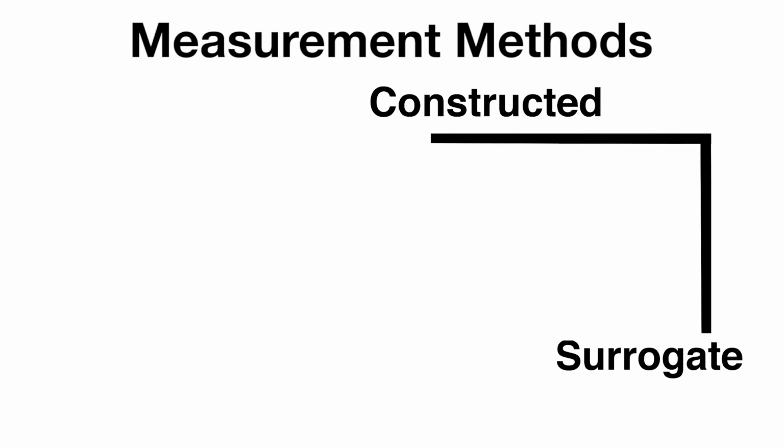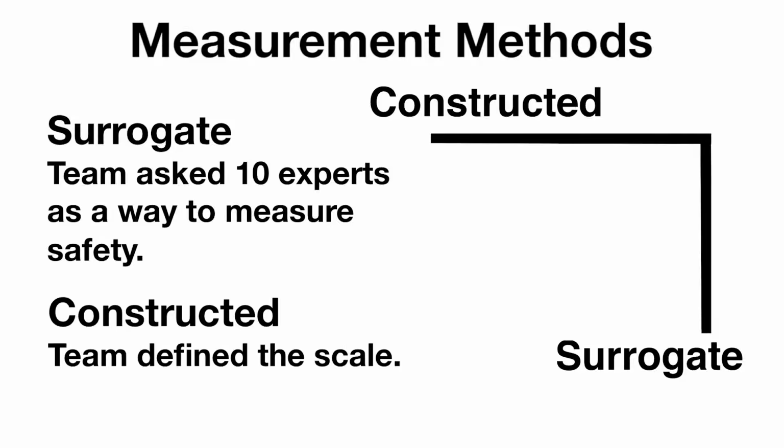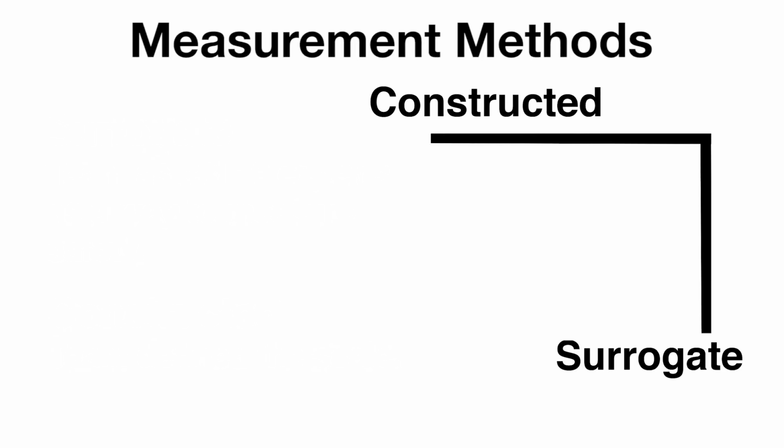As an example, a team has decided to evaluate safety by having 10 experts evaluate their device using a scale. This measurement is surrogate because the team has decided to ask 10 experts as a way to measure safety. The measurement is also constructed because the team defined the scale. Durability is also a common constructed surrogate measurement. Durability can be measured through drop tests or accelerated usage tests.